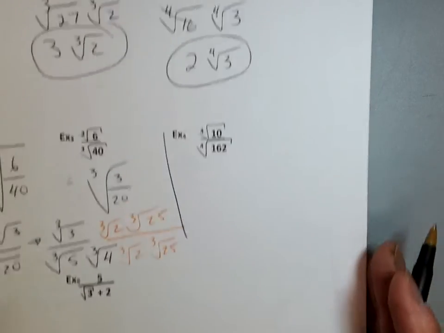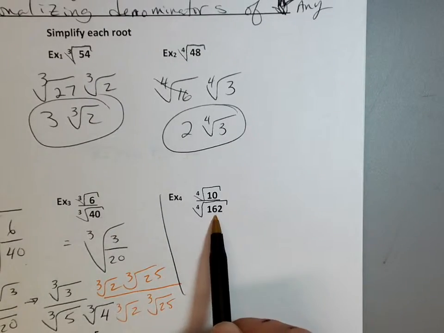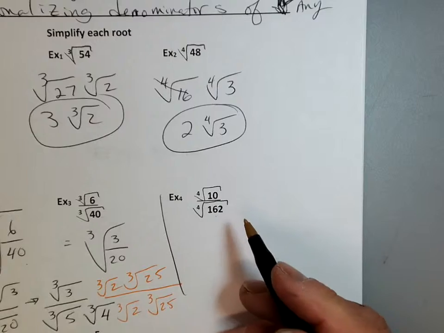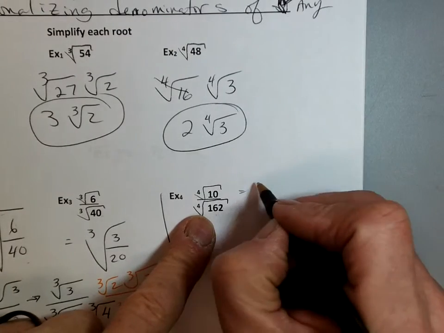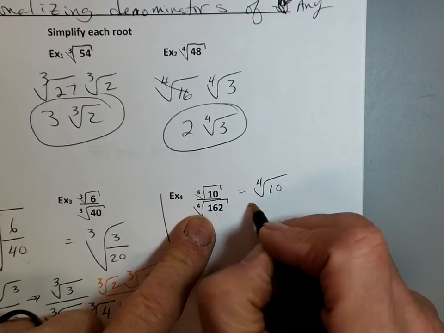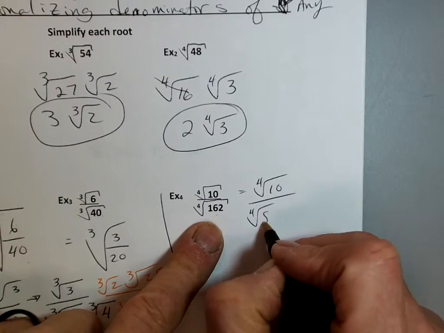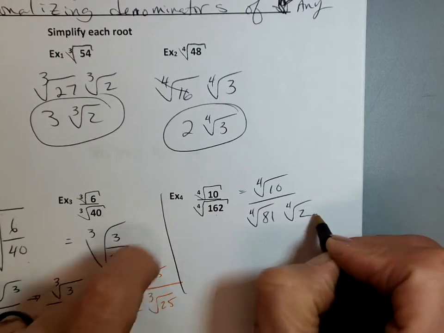What do you think? Oh, 4. Say it. I heard it. I heard 1 and 2. 81 and 2. Good answer, okay? Hi, girls. 4th root of 10 over the 4th root of 81 times the 4th root of 2.